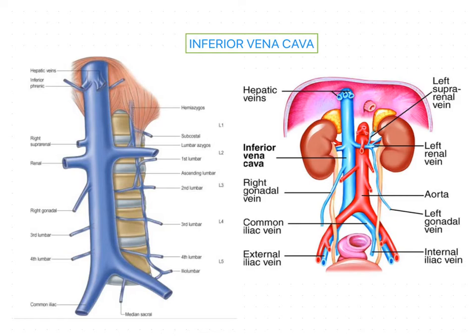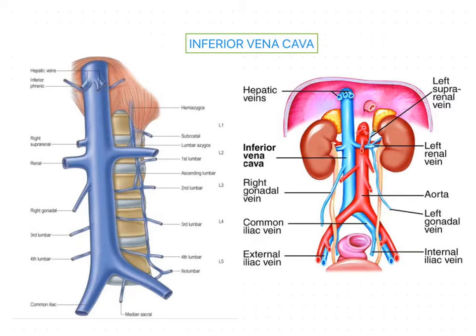Dear students, welcome back. In the previous session, we discussed the lateral branches of the abdominal aorta. Now in this session, we are going to discuss the inferior vena cava.